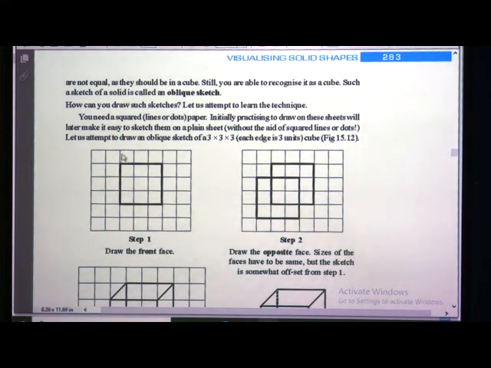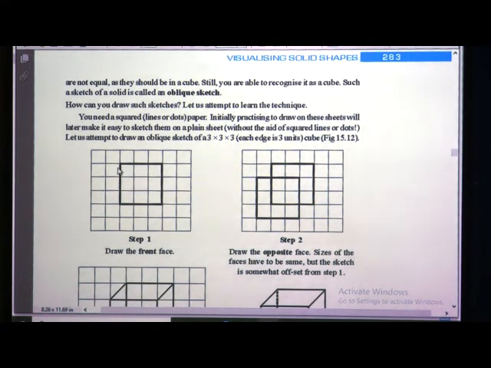How can you draw such a sketch? Let us attempt to learn some techniques. You need square lines or dots. These are grid papers, just the small squares. So, you can count the number of squares very easily. So, we have to draw on this type of paper.